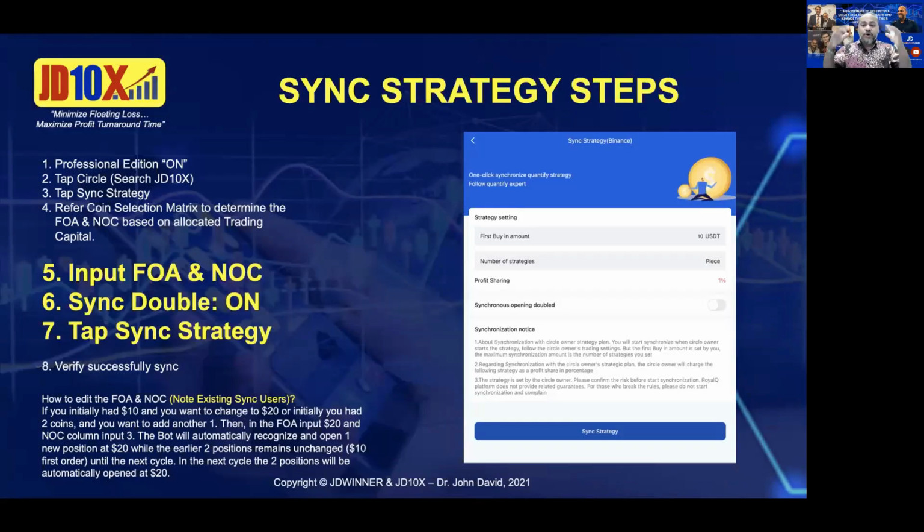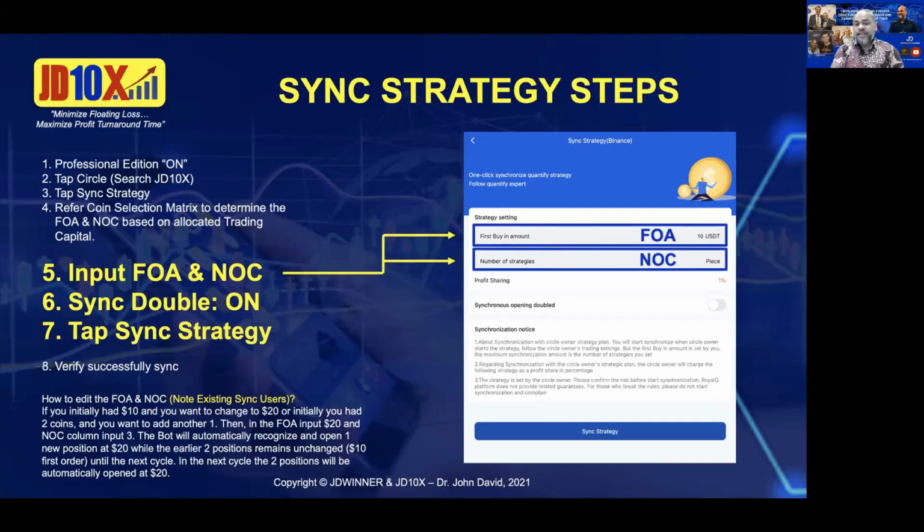Once you have read and gone through the coin selection matrix, what you need to do now is go into the strategy page. In this example, I firstly need to input my first order amount. Where do I get this? From my coin selection matrix. Where do you get the coin selection matrix? Join our Telegram group and you will be able to see it. Or if you are in the Royal Q bot, if you get into my circle, you will be able to see the coin selection matrix there.